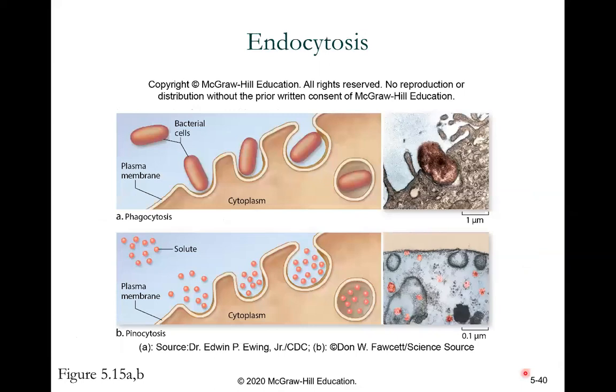Here's another image of endocytosis, where we're able to zoom in and see how the plasma membrane is now engulfing this bacteria, bringing it into the cytoplasm of the cell. This is called phagocytosis. Now, pinocytosis is where we're going to see the plasma membrane also take in solutes, as shown in this SEM image as well.